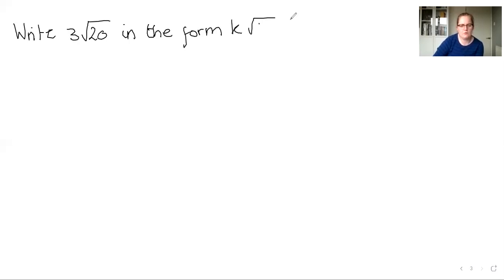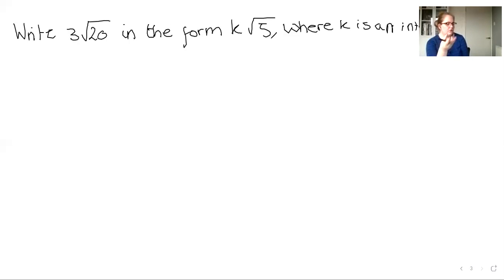So our third example: we are going to write 3 root 20 in the form k root 5, where k is an integer. So this time, rather than just having a surd, for example root 80, we've actually got an integer with a root.